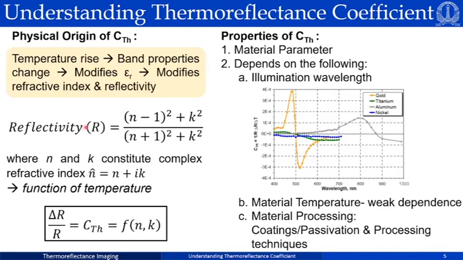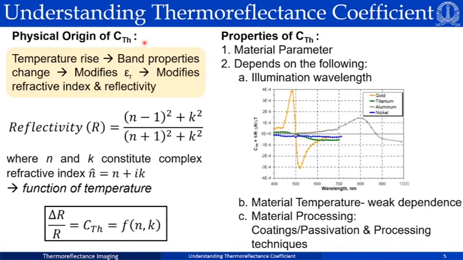So the surface reflectivity can be expressed as a function of the real part and the imaginary part of the complex refractive index, and therefore it can be shown that delta r by r, which is CTH into delta T, this CTH becomes a function of the real and the imaginary part of this complex refractive index. Therefore delta r by r is a function of the refractive index, which is a function of temperature rise mediated by the temperature induced band property change. Therefore delta r by r is related to temperature via this thermoreflectance coefficient.